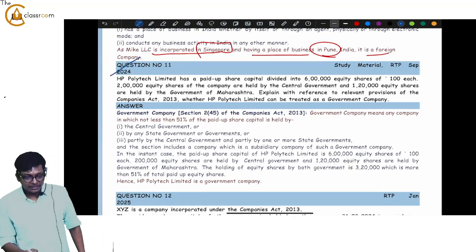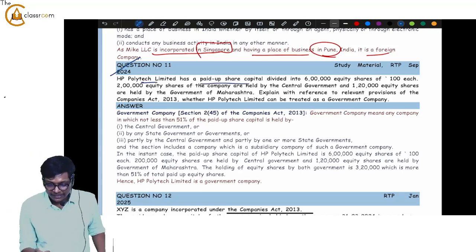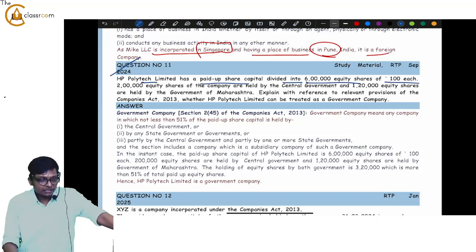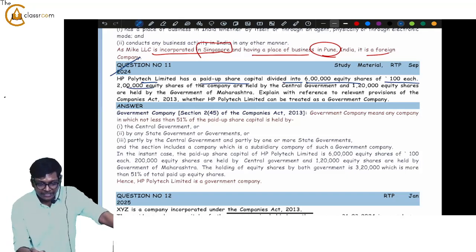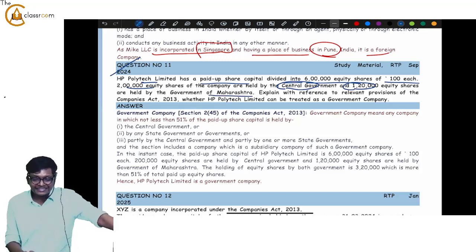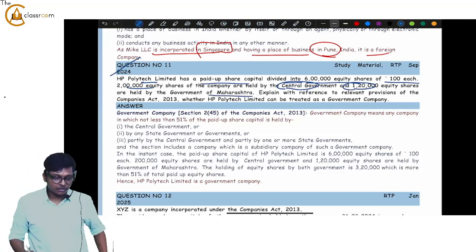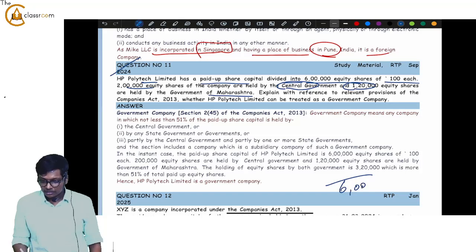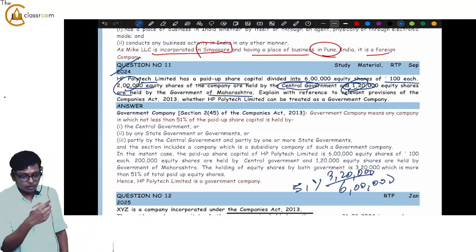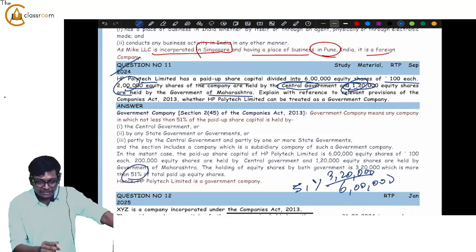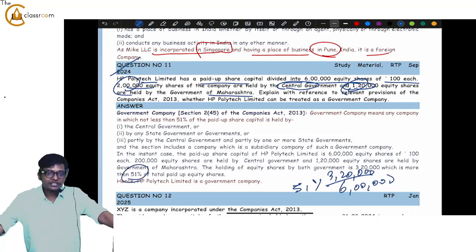Fine. Question 11. HP Polytech Limited has a paid up share capital divided into 6 lakh equity shares of 100 each. 2 lakh shares of this company are held by the central government. 1 lakh 20 is held by the government of Maharashtra. Easy question. They are asking whether it is a government company. Total 6 lakh shares. In that, the government has how much? 2 lakh plus 1 lakh 20, which is 3 lakh 20. Is this 51% or more? Yes. You have to compute. You have to show the exact percentage. It's more than 51%. Therefore, it's a government company.